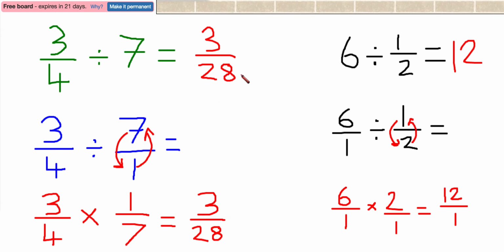Okay? So there's 2 examples there of how we do division by whole numbers. In both cases, it's just like division by fractions. We have to flip the second fraction around and multiply it. But before we can do that, we've just got to put it over 1. Very straightforward. Watch the video again if you're not too sure.